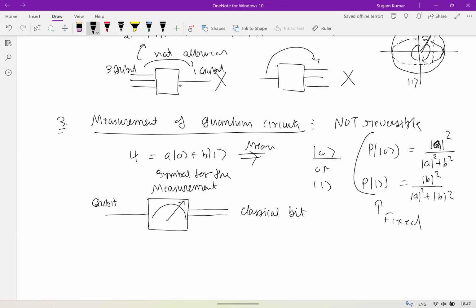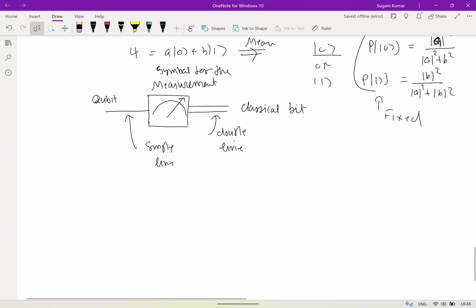And remember the single line: you have a single line and then you have a double line. The single line represents the qubit and the double line represents the classical bit. Or you can say a single line represents quantum and a double line represents classical. So quantum measurements are not reversible. Then how do we use them?